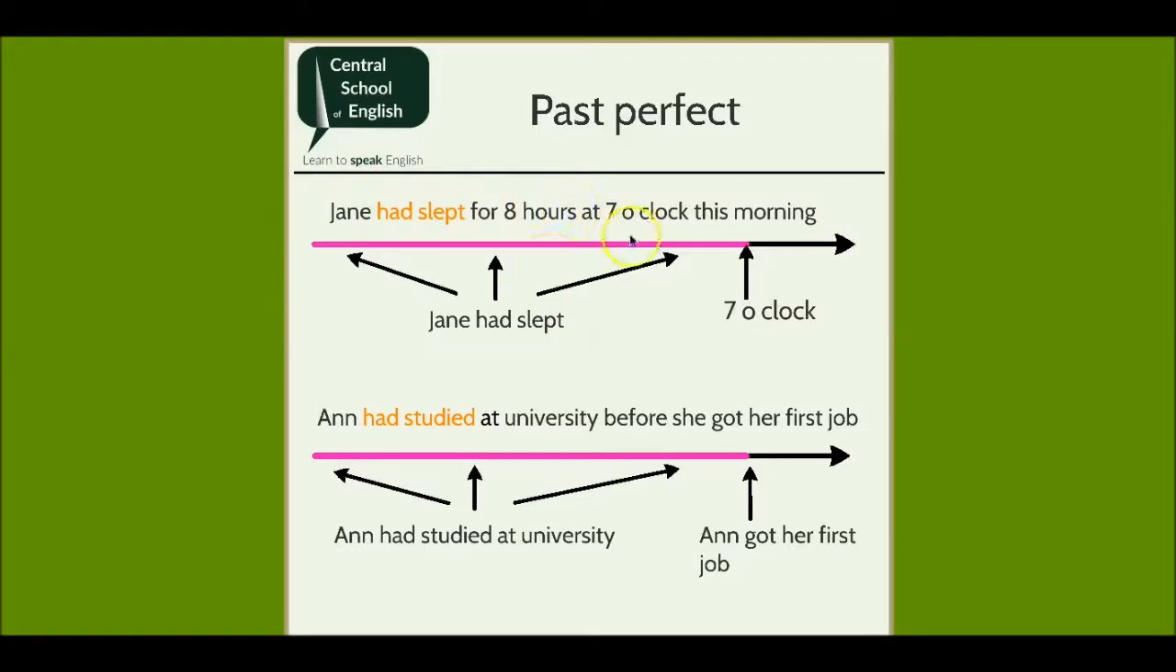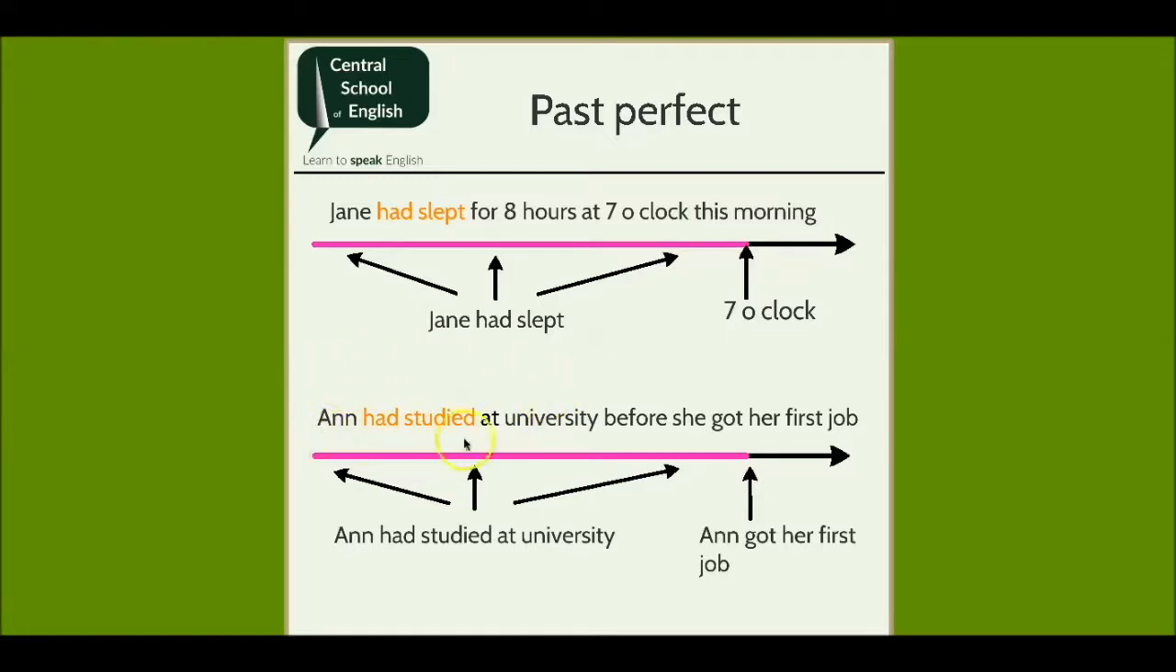For example, Jane had slept for 8 hours at 7 o'clock this morning. In this sentence, we use the past perfect to indicate that before 7 o'clock this morning, Jane slept for 8 hours. We use the past perfect tense to say what happened before a certain time in the past.